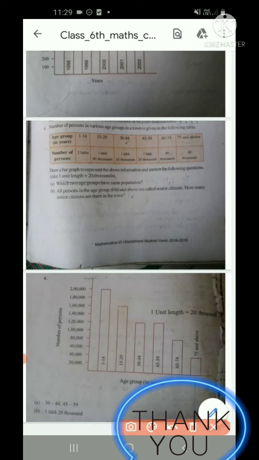Question number 1, question number 2, question number 3, and also we did question number 4. And I have news for you: with this we complete chapter 9, and exercise 9.4 is also complete.